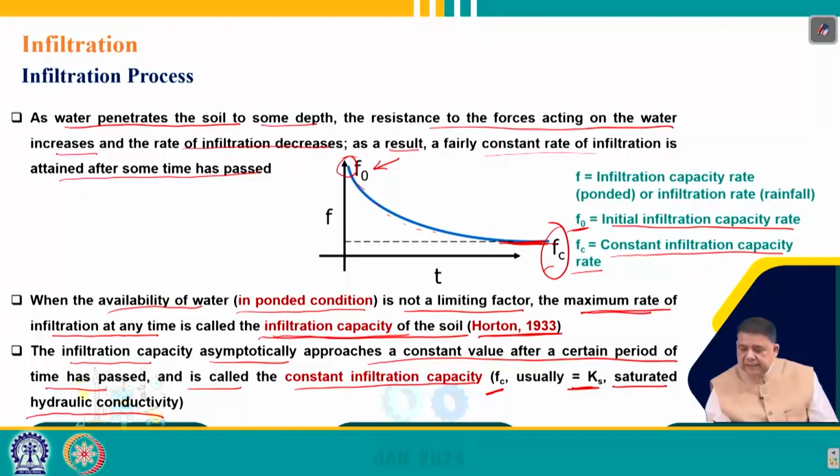One important thing here is that when it is a ponded condition, then F is called the infiltration capacity rate. If it is rainfall where there is no ponded condition, that is, the condition that water is not a limiting factor does not hold good, then it is called simply the infiltration rate. So, for infiltration rate or infiltration capacity rate, the nature of the curve will remain the same. The only thing is that the terminology we use in the case of ponded condition is capacity rate. In the case of rainfall, we call it infiltration rate.